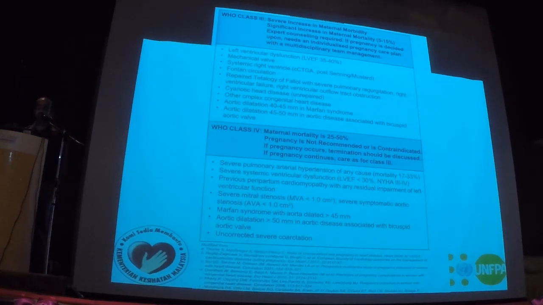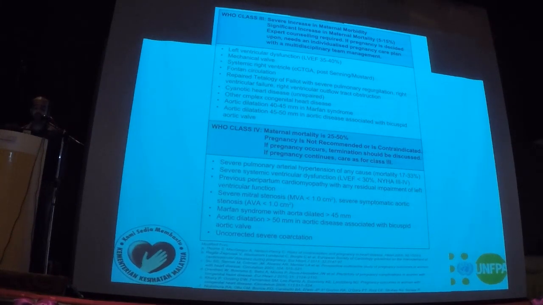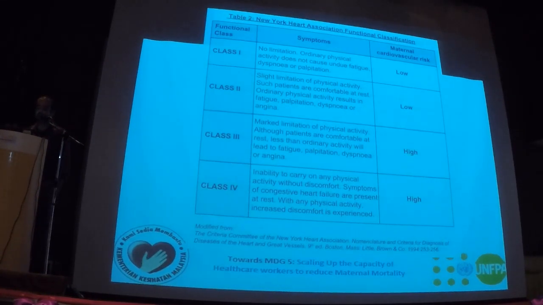And you have those in class 4, which have a very high maternal mortality, almost half. Those are with severe pulmonary arterial hypertension, severe systemic ventricular dysfunction, and a history of previous peripartum cardiomyopathy with residual impairment. So these are those with residual impairment, severe MS, Marfan's, and those with aortic dilatation and uncorrected coarctations.